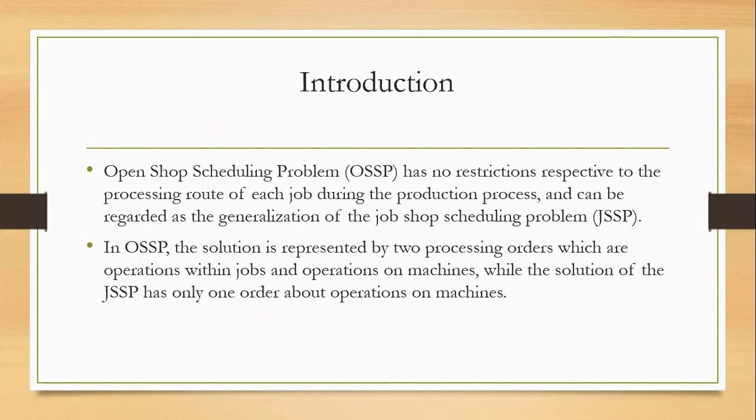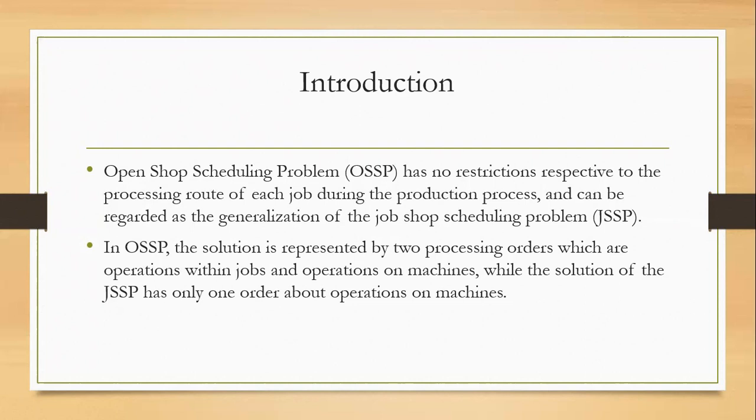Introduction. Scheduling is a service which can ensure that the factory can produce products effectively, and the open shop scheduling problem is one of the main branches of the scheduling problem. The open shop scheduling problem, OSSP, has no restrictions with respect to the processing route of each shop during the production process, and can be regarded as a generalization of the job shop scheduling problem, JSSP.